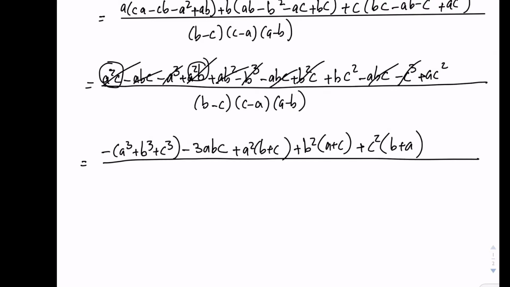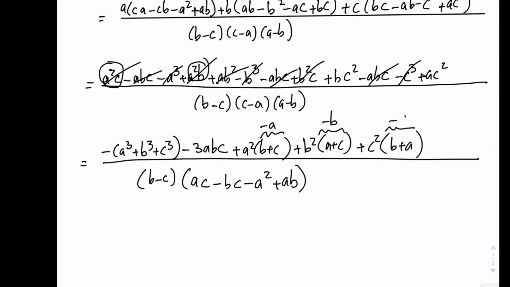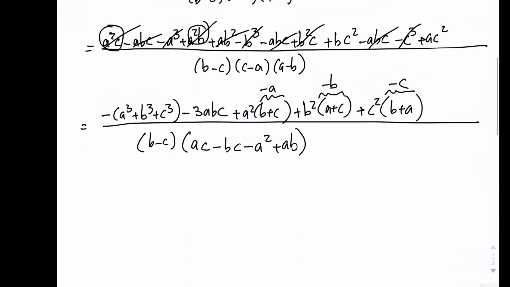Let's also work on the denominator a little bit. So let's expand the second and the third parenthesis. We get B minus C, which is the first parenthesis, and the second and third parenthesis expanded will be AC minus BC minus A squared plus AB. Now, since A plus B plus C is equal to 0, then B plus C will be minus A, A plus C will be minus B, and B plus A will be minus C.